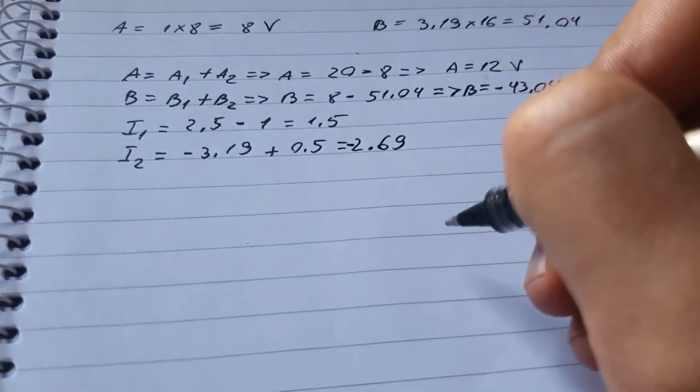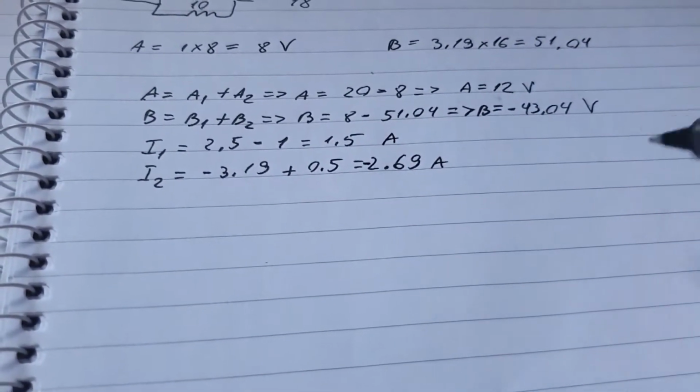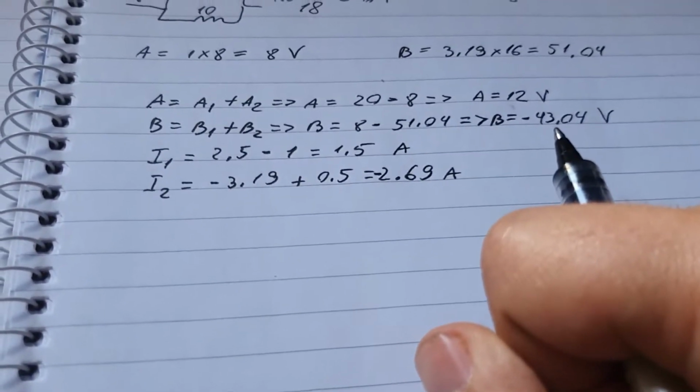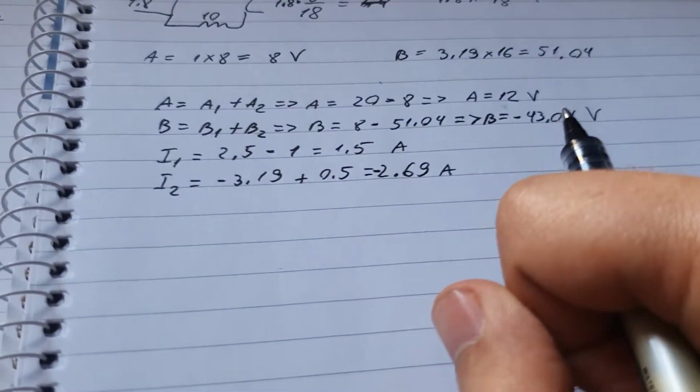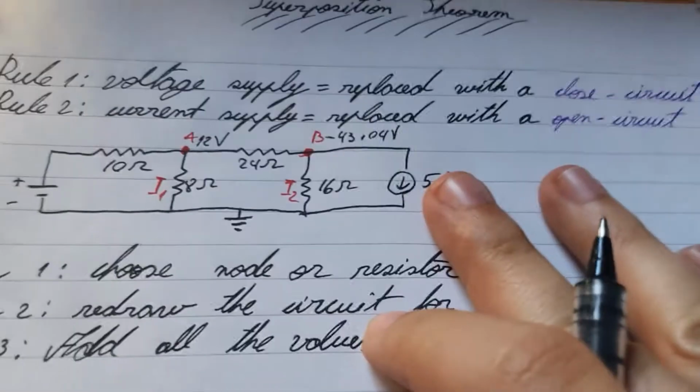It's a minus as well. Let's not forget that, it's very important. Both of them being amps and this being volts. Okay, so we got those 2 values here. Now, let's see if the calculations are correct.